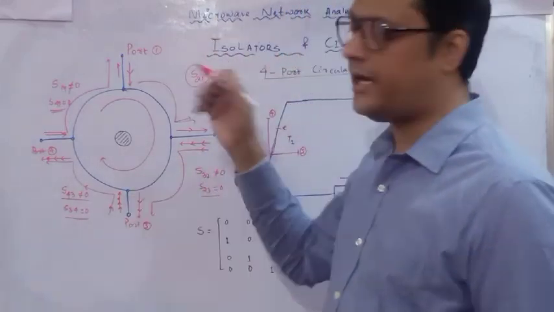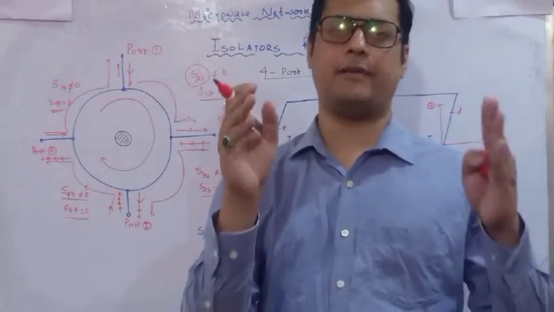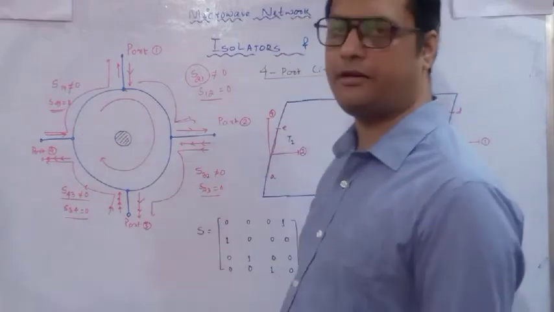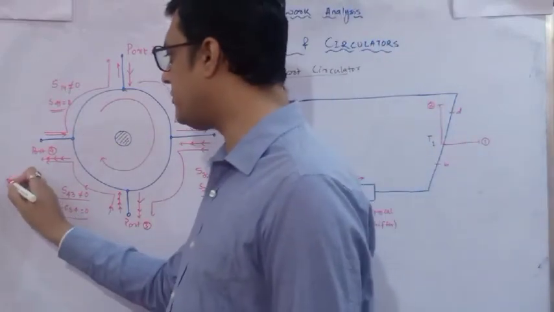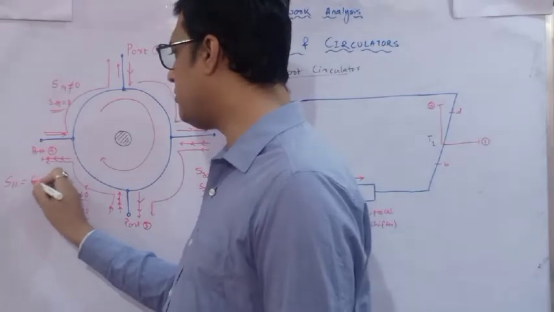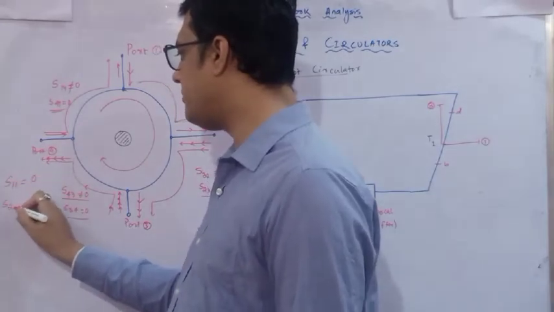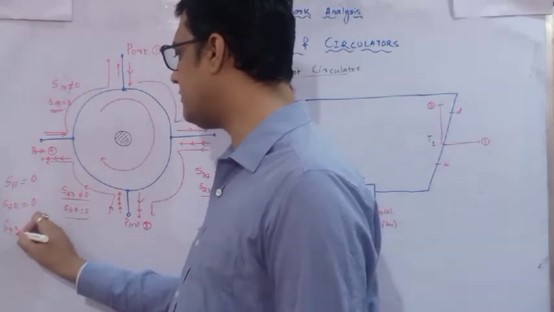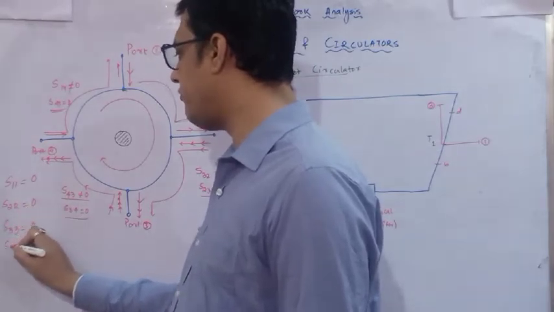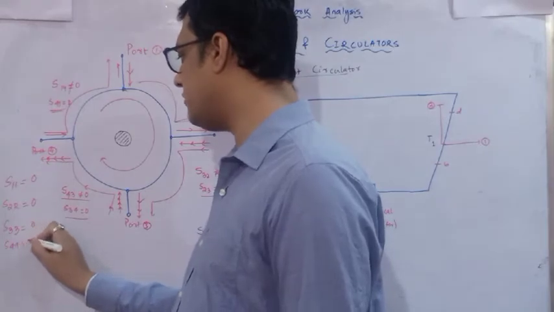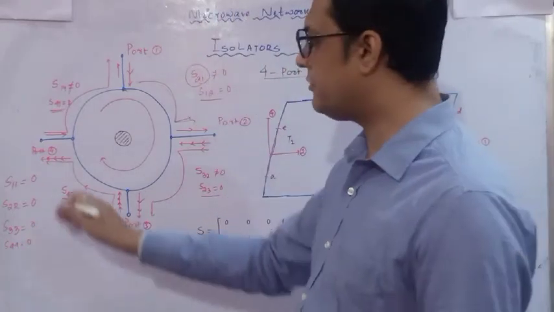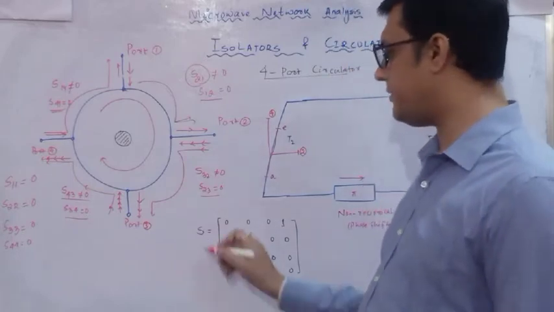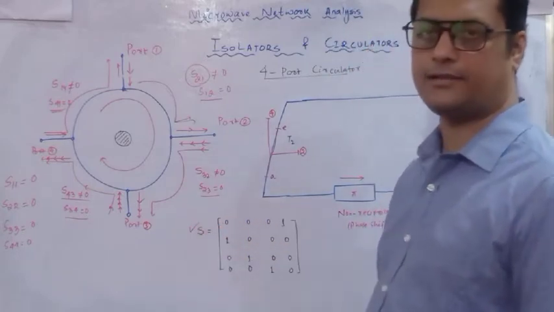Now, as I have told, in our isolator we need to match the ports perfectly. So here there are 4 ports available, and if all the 4 ports are perfectly matched, port 1 S11 is 0, port 2 S22 is 0, S33 is also 0, and S44 is also 0. Done. So if you substitute all these conditions in your S matrix, the circulator will look like this.